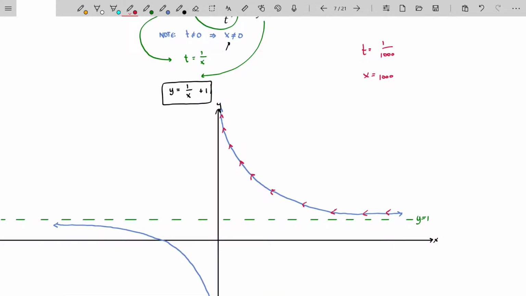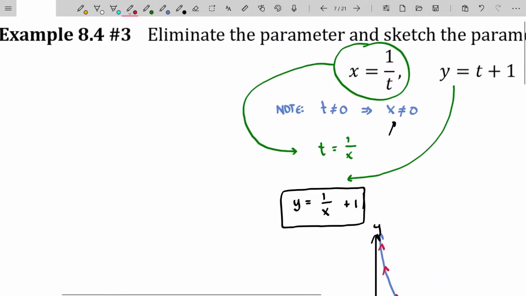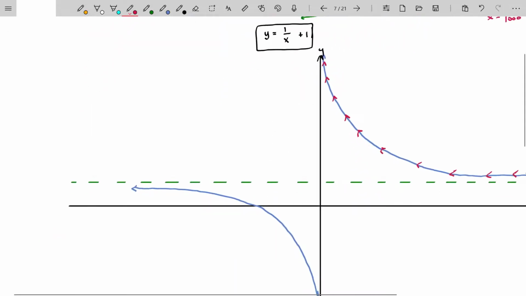Now let's worry about the negative time values. So think about a negative value for t, like t equals -1. If t is equal to -1, x will be -1 and y will be 0. So x would be -1, y would be 0. Well, the way I've graphed it is basically right there.